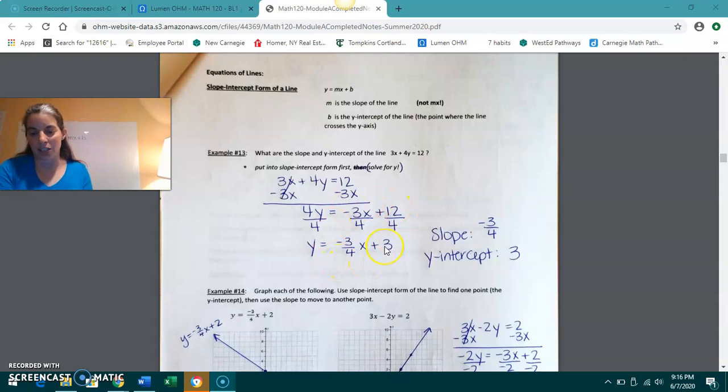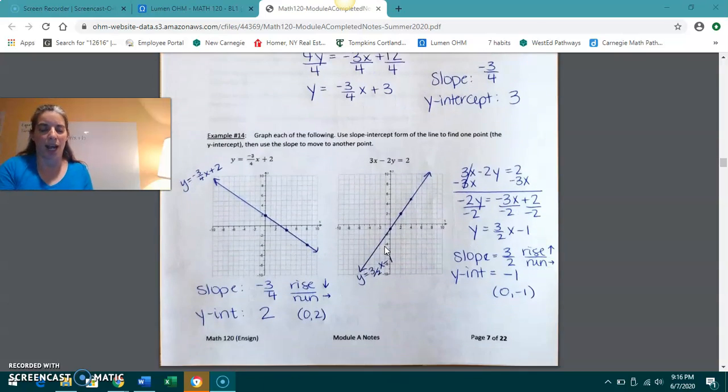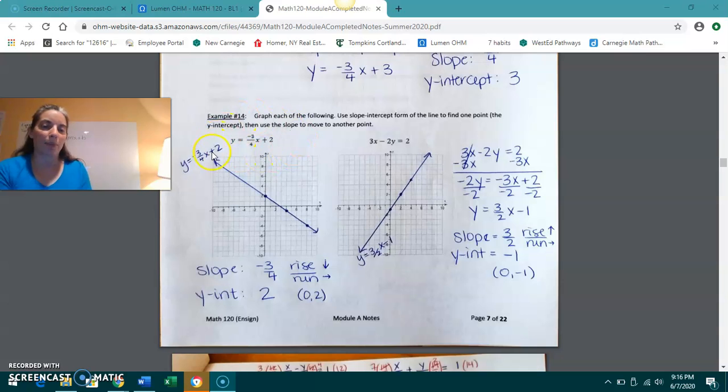This is just to get it into slope-intercept form. Let's look at an example of what we can do once we have it. So this equation right here, if I'm trying to graph this line, is already in slope-intercept form. It's y equals a number times x plus another number. This number is my slope, not the x, just the number. This number is my y-intercept. So I just wrote those over here to remind myself. So slope is negative 3/4, and the y-intercept is 2. And then I wrote a little bit more information about each one of those.